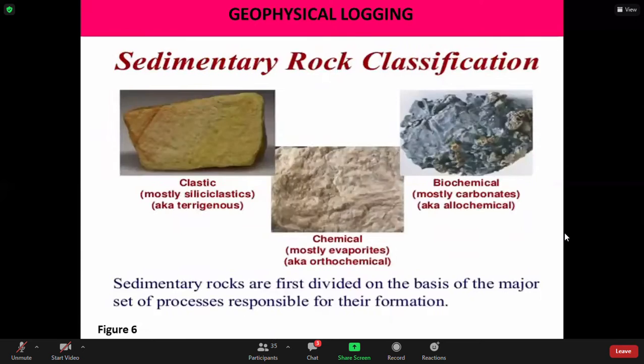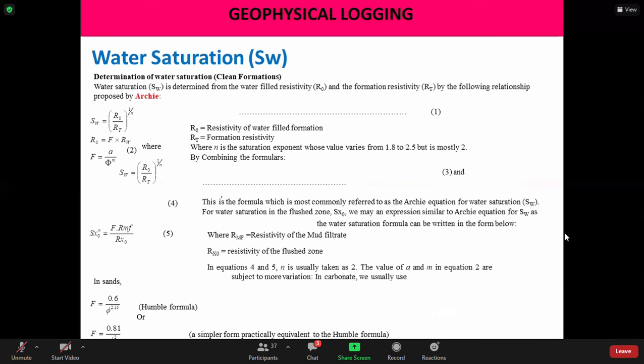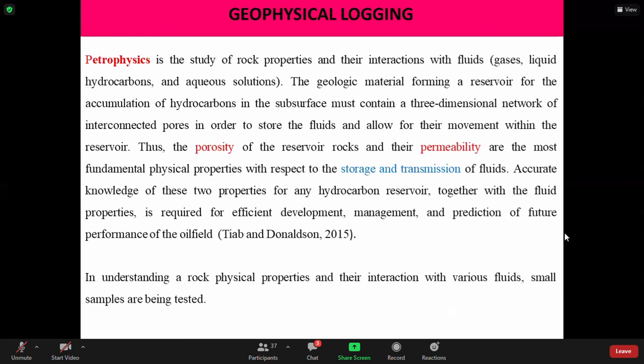Okay. So now we can see these parameters being measured. Now, if we want to talk about our petrophysical parameters, when I talk about petrophysics, what do we mean by petrophysics? We can explain what petrophysics is all about. Anybody?